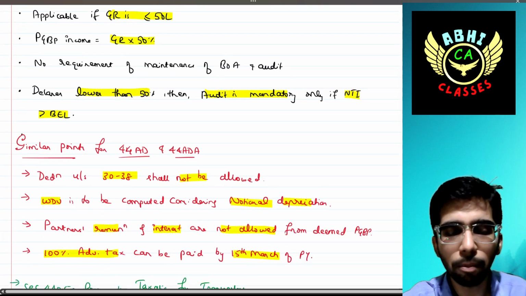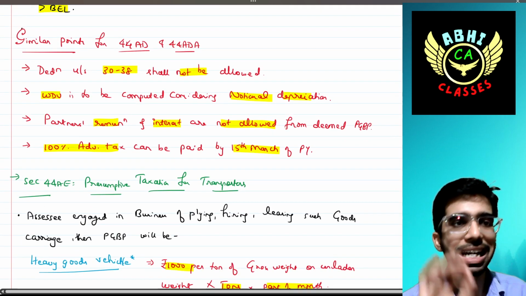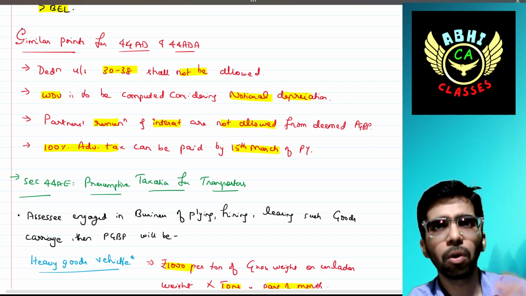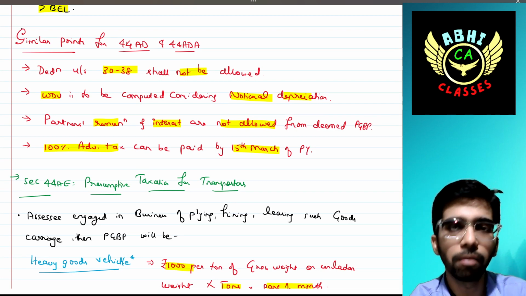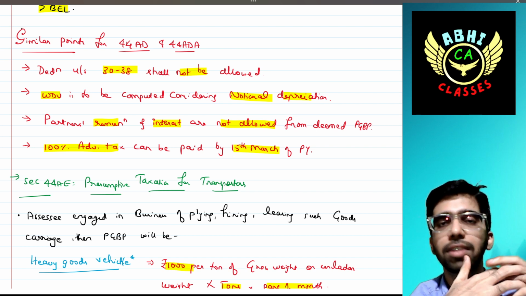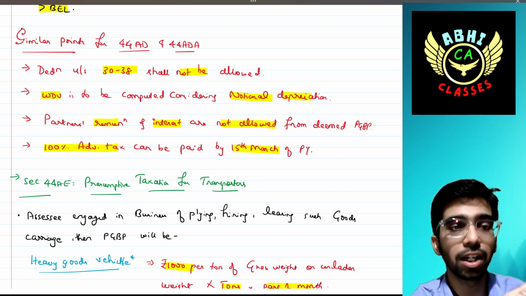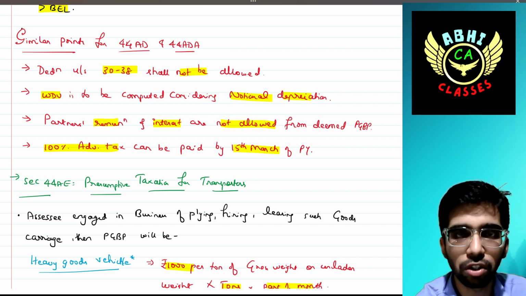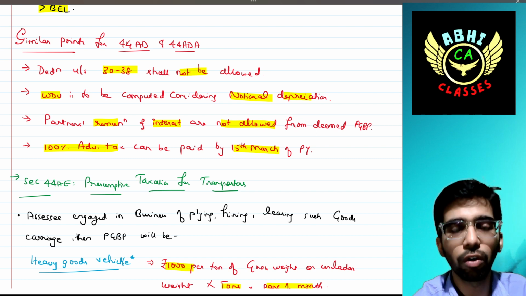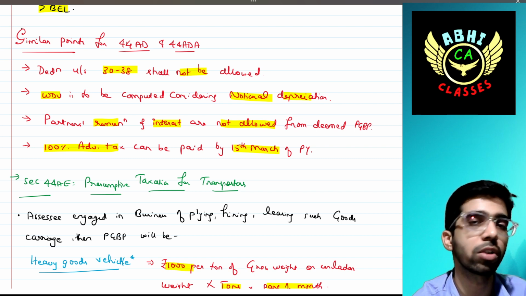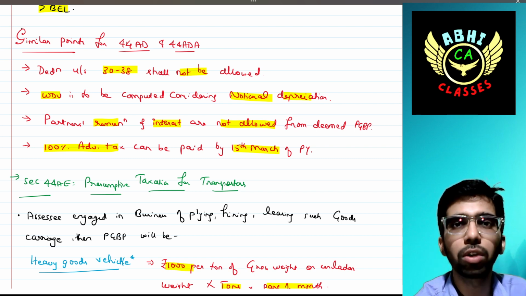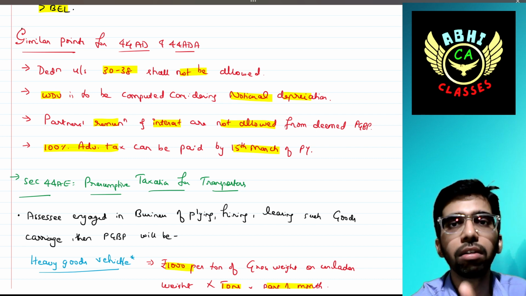Then similar points apply for 44AD and 44ADA. Deductions under sections 30 to 38, that is depreciation and some other deductions, shall not be allowed, because we simply compute the PGBP income directly by following the formula. The WDV is to be computed for the safer side, considering notional depreciation. For example, if in 24-25 I am opting out of 44AD, then this is necessary because I need to claim the depreciation also. For that reason, I need to compute the notional depreciation every year for future purposes.